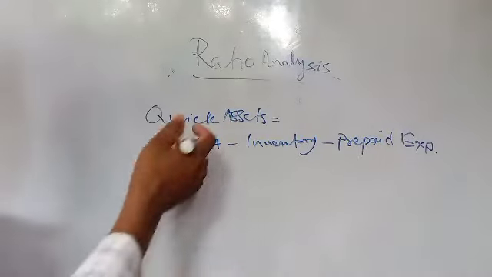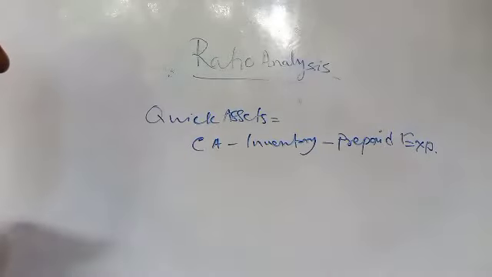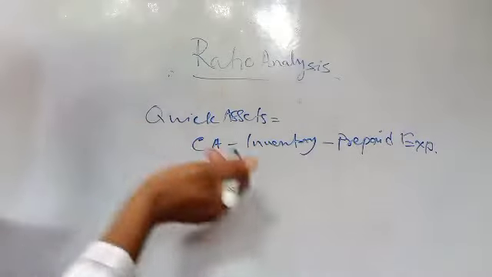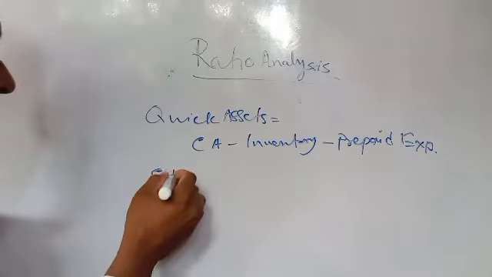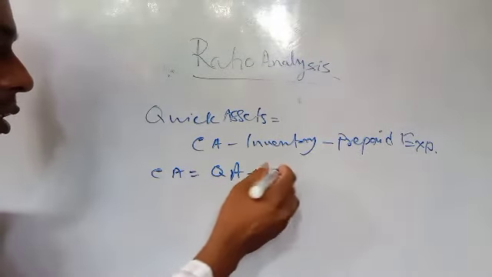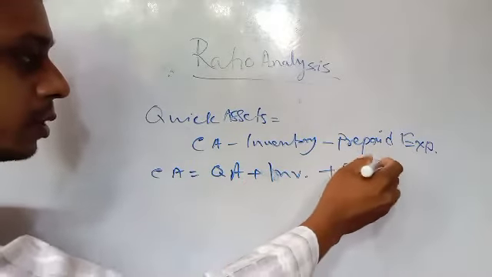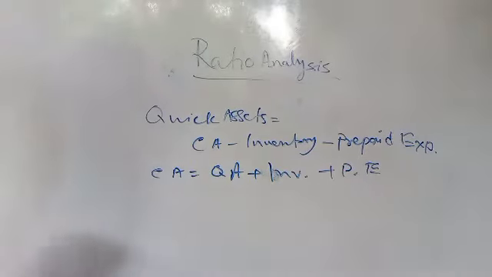And suppose quick asset, inventory, prepaid expenses are given, then how you have to find out the current asset? Current asset will be quick asset plus inventory plus prepaid expenses. Okay. So this way easily you can find quick asset and current asset.